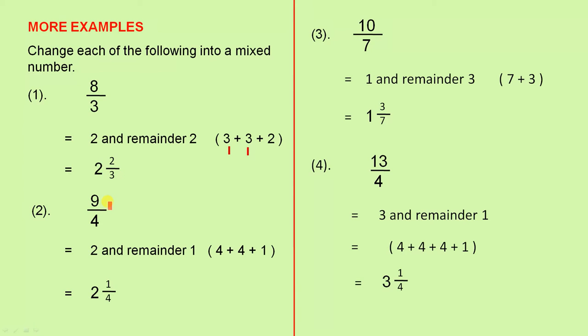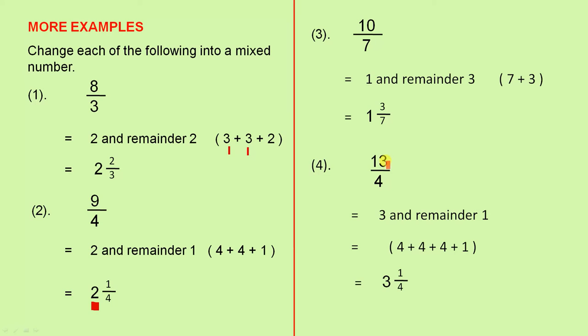9 over 4. 4 goes into 9 twice and a remainder of 1. So the answer is 2 1/4. 4 into 9 goes twice, that's where the 2 goes. The 1 is the remainder, and the 4 is the original denominator. 10 over 7. 7 goes into 10 once and a remainder of 3. So the answer is 1 3/7.